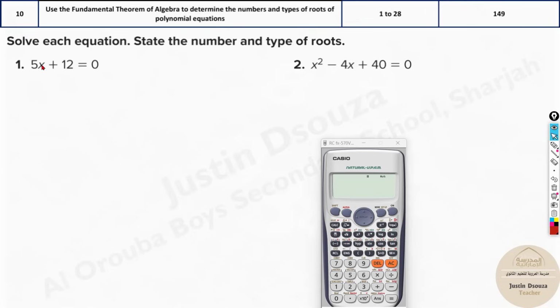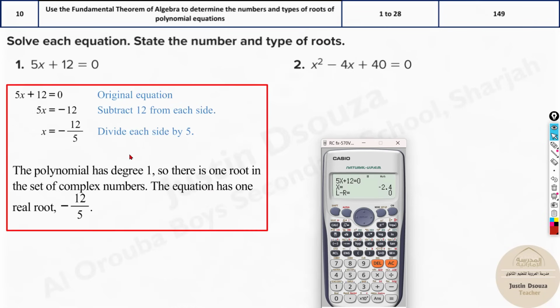Now, since this is degree 1, you can do it manually, or you can type it in the calculator as it is: 5x plus 12 equals 0. You just have to press shift and solve. And this is the old saved answer. That's not the correct answer. Press equal to. This is the correct answer. You can see the answer is negative 2.4, but that may not be there in the options. So what you need to do is solve this up. You can see negative 12 divided by 5 is negative 2.4 itself. So that's the correct answer.